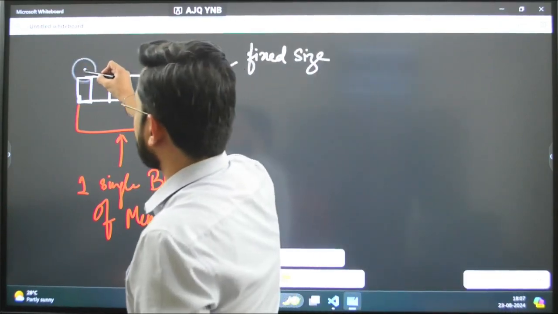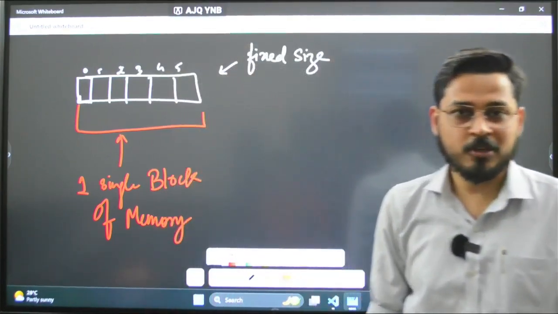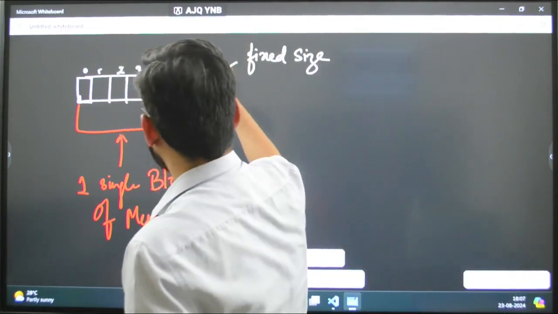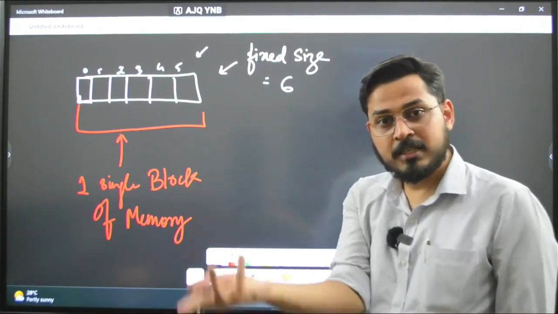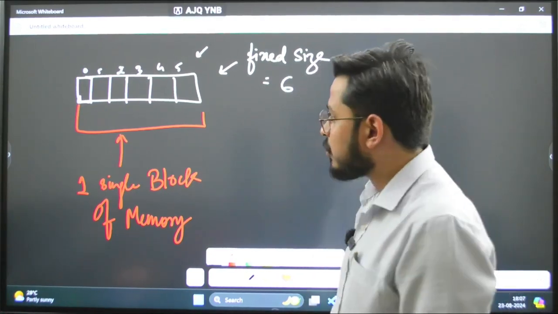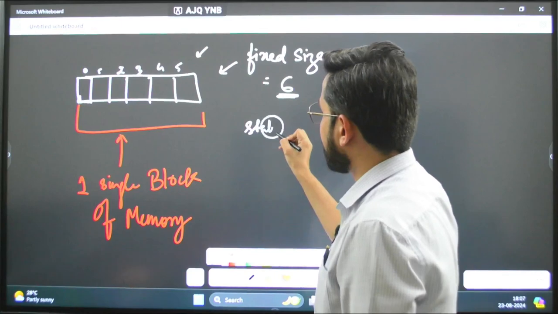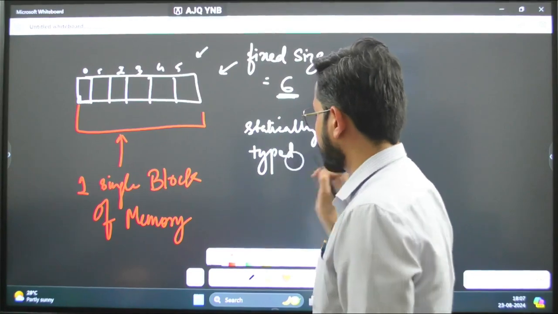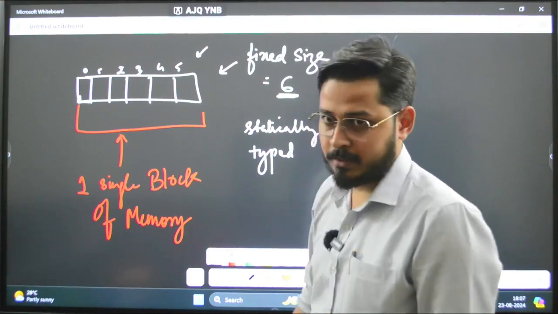So if I am saying 0, 1, 2, 3, 4, 5, the total number of elements is going to be 6. The size is always going to be 6, always fixed, because only one single large block of memory is allocated at a time to an array, which was partitioned. That allows us to store only 6 elements. So it is going to be a statically typed data structure. Are you getting my point? It is a static data structure in this case.